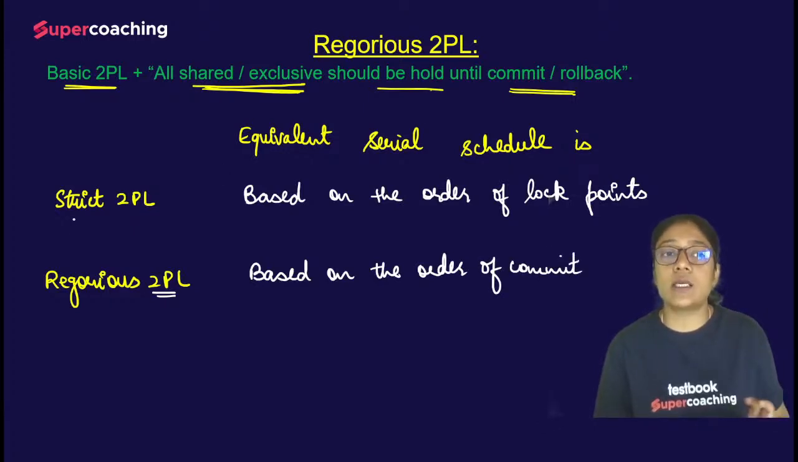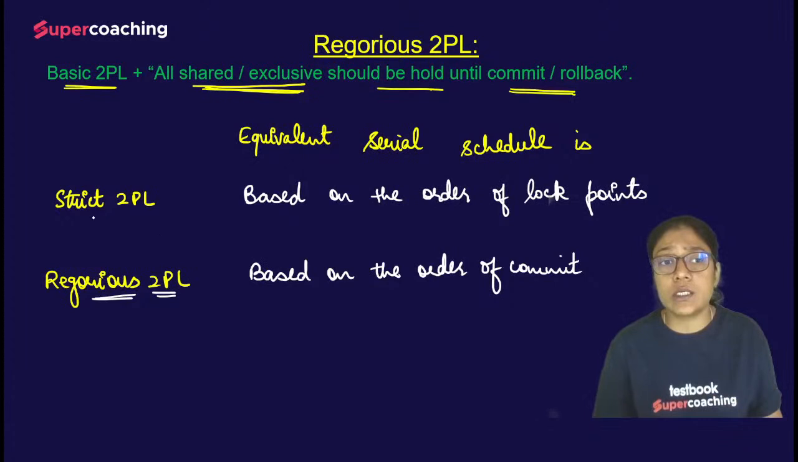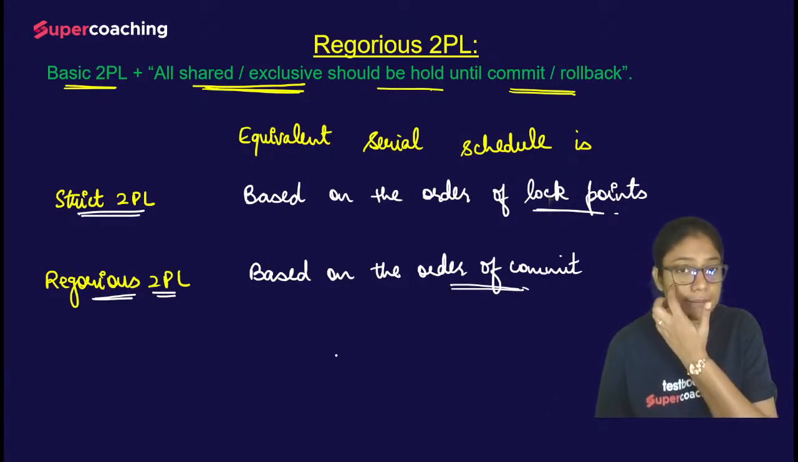One difference is that in strict 2PL we only have to hold the exclusive lock, whereas in rigorous 2PL, shared and exclusive, both the locks will be held until commit or rollback. Another difference is in strict 2PL, we write the equivalent serial schedule on the basis of the lock points, whereas in rigorous 2PL, we write the equivalent serial schedule on the basis of the order of commit.